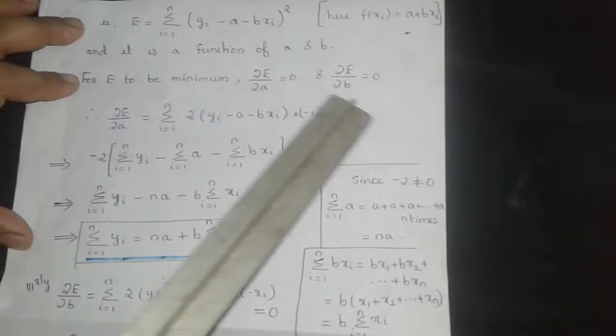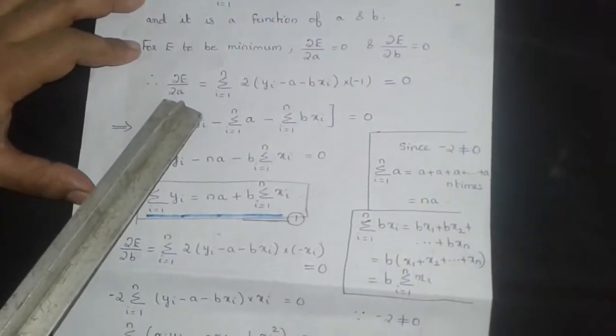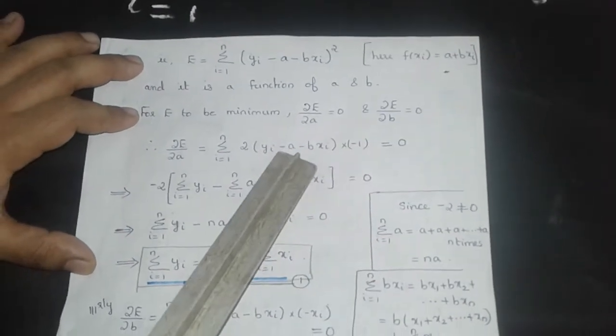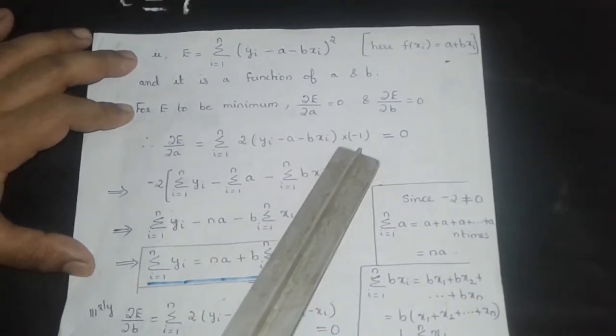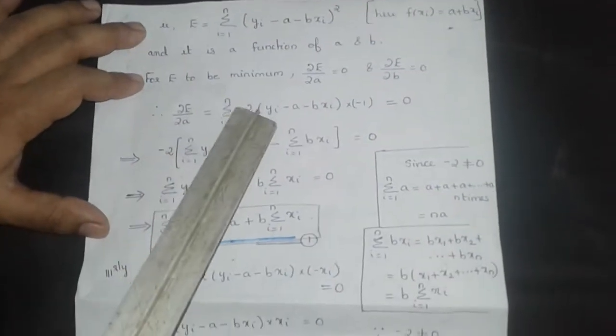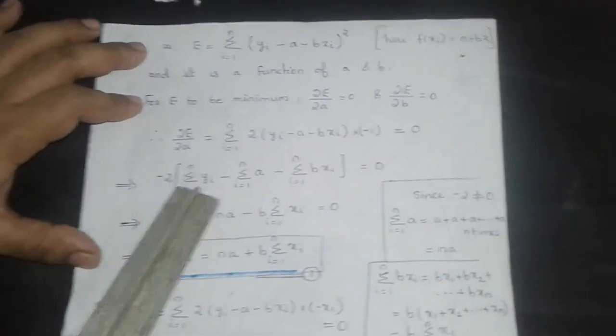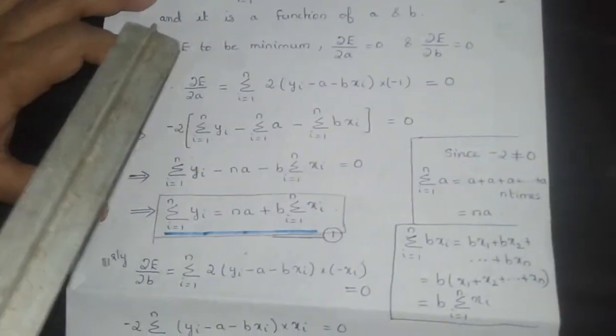The partial derivative of E with respect to a is sigma i equal to 1 to n, 2 into yi minus a minus bxi, into the coefficient of a, that is minus 1, equated to 0. We can take minus 2 into minus 1, that is minus 2, outside, and apply summation on each term. So, minus 2 into sigma i equal to 1 to n yi minus sigma i equal to 1 to n a minus sigma i equal to 1 to n bxi equal to 0.